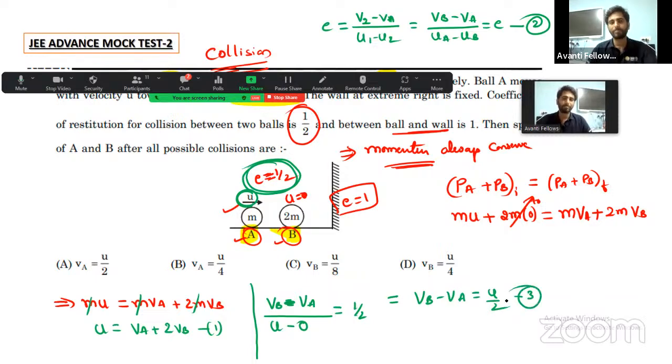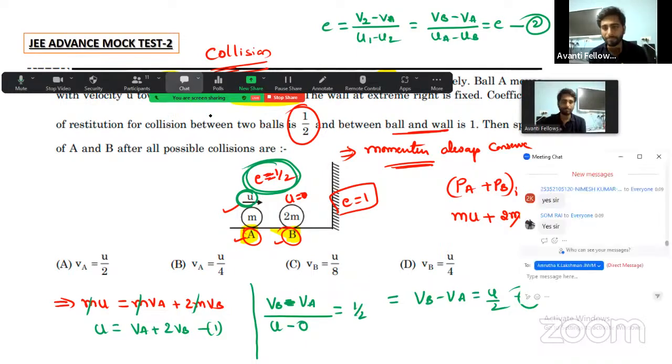Call this equation number 3. How many of you got this equation number 3 up to here? Let me know in the chat box quickly. Good. You can raise your hand also to give confirmation. There's an option called raise hand. Yes. Good. Thank you for giving confirmation.